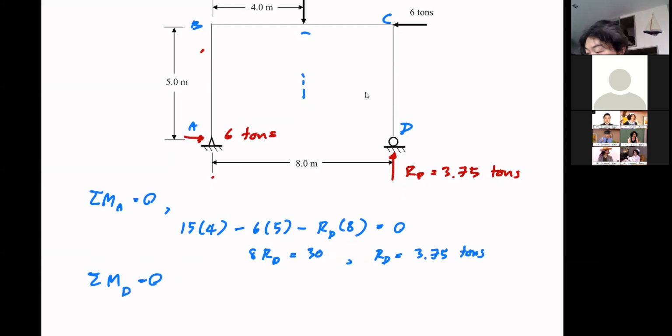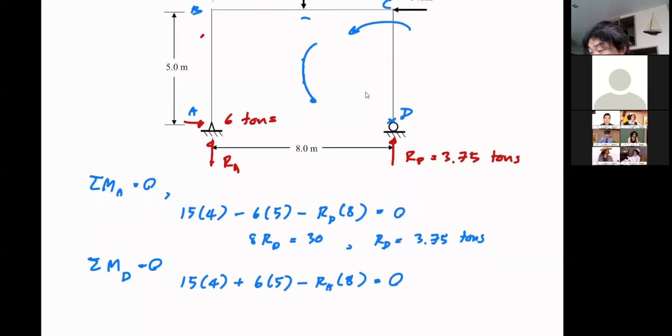Okay. Now I have 15 multiplied by 4. Now this is going to create the counterclockwise moment, right? Because I take moment at D now. So this is counterclockwise. Now the 6 tons will produce the same direction, you see? Plus 6 multiplied by 5. But I would have to assume that RA now is going up. So right here, RA will produce the clockwise moment. So it's RA multiplied by 8 equal to 0.